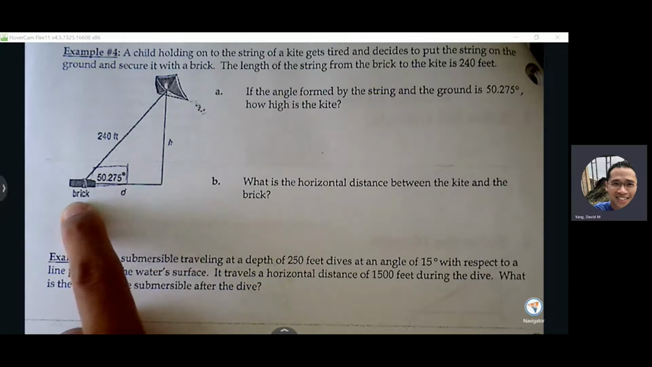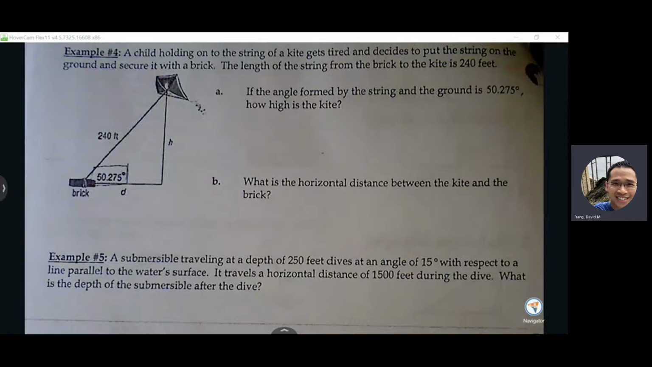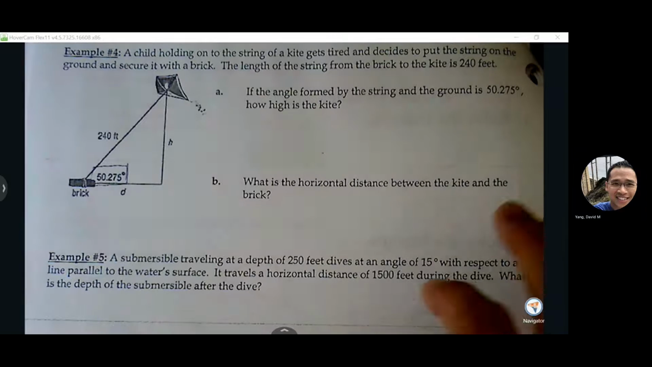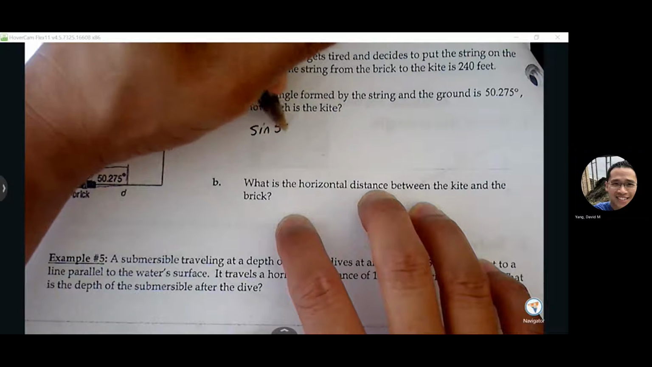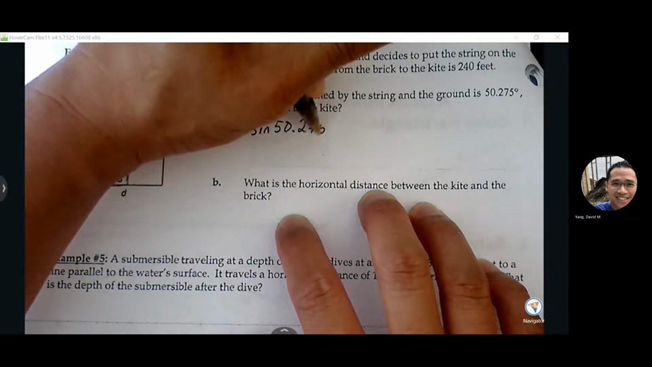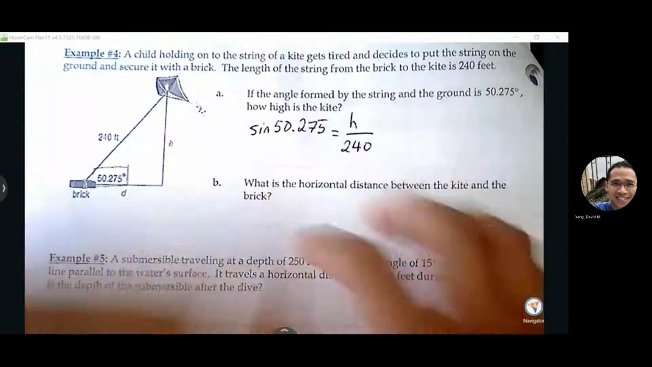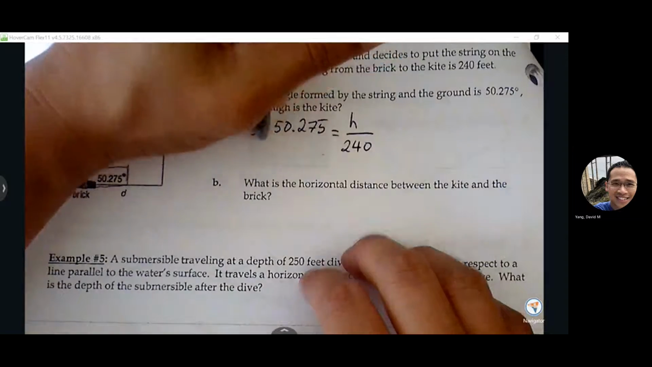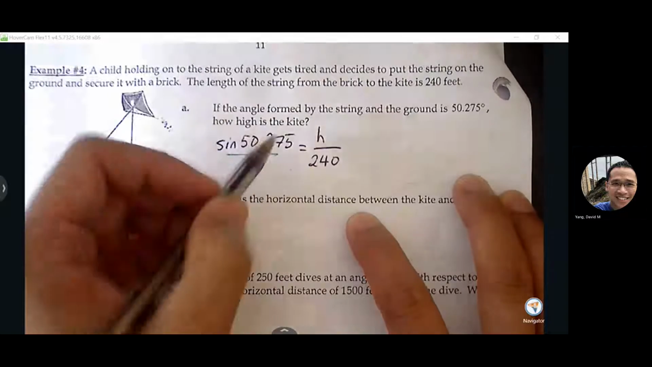But yeah, we would not want to use tangent because if we use tangent, we have h over d, and that's too many variables, right? We want to strategically choose a trig function that will allow us to just have one variable to solve for. And then we can worry about d later. Cross multiply.